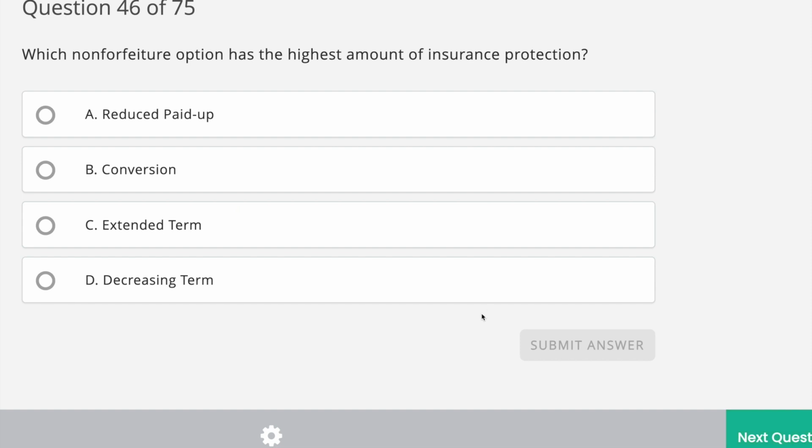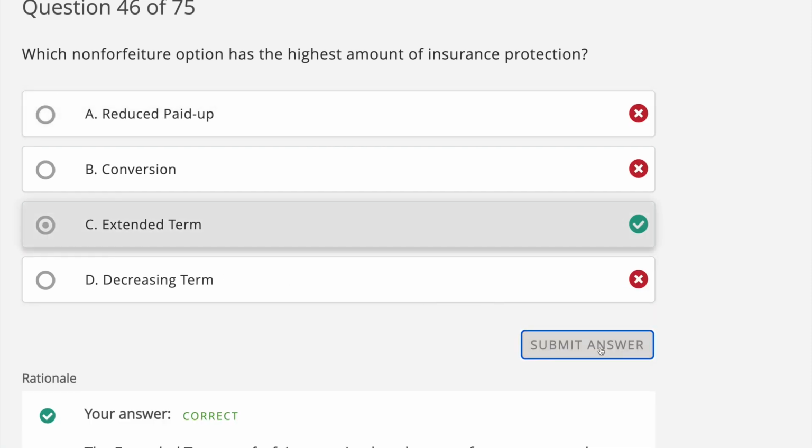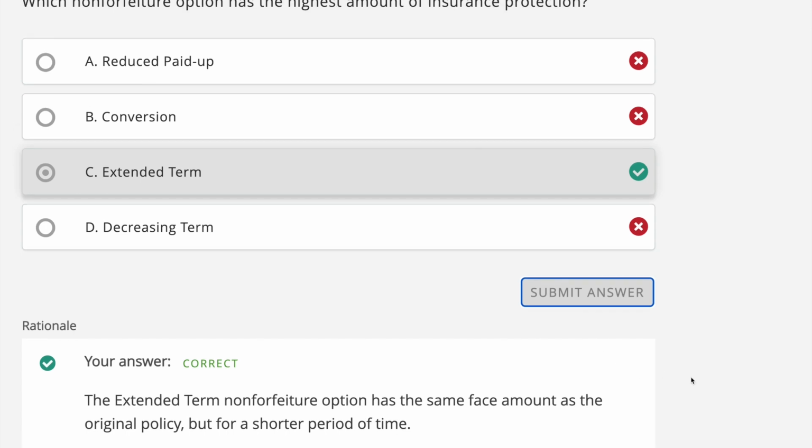Which non-forfeiture option has the highest amount of insurance protection? Highest amount of insurance protection, extended term. It keeps the same coverage, which is the highest. Instead of reduced paid up, which reduces the coverage, the answer is extended term. But the coverage ends sooner. That's the only negative thing about that one.